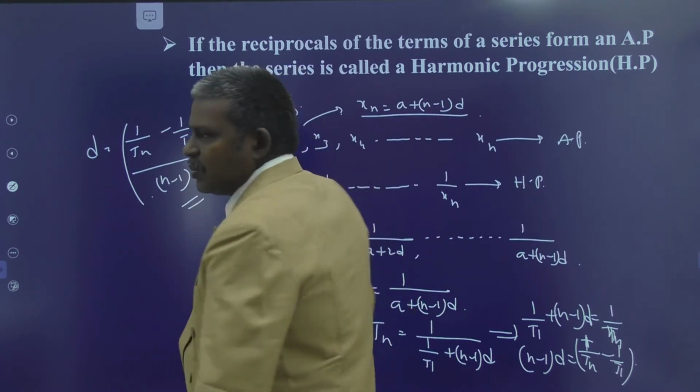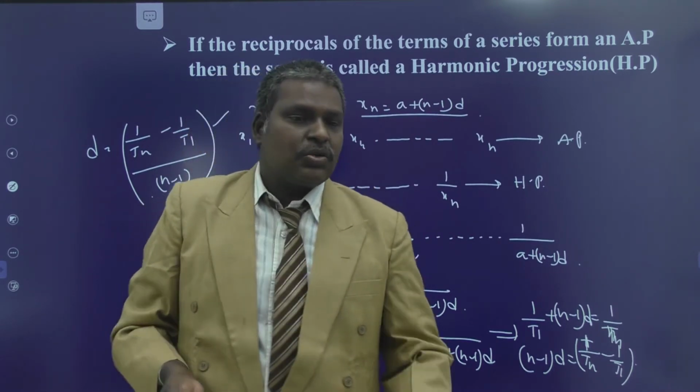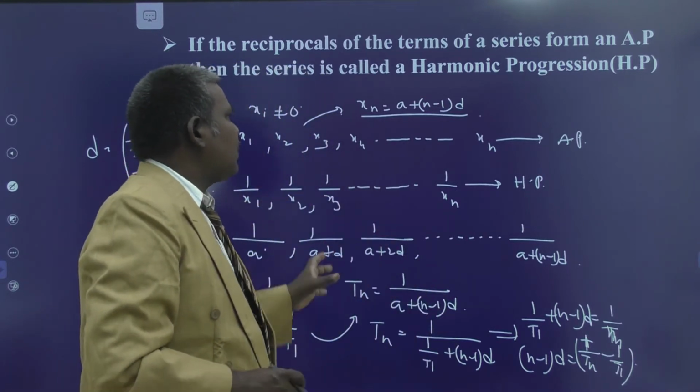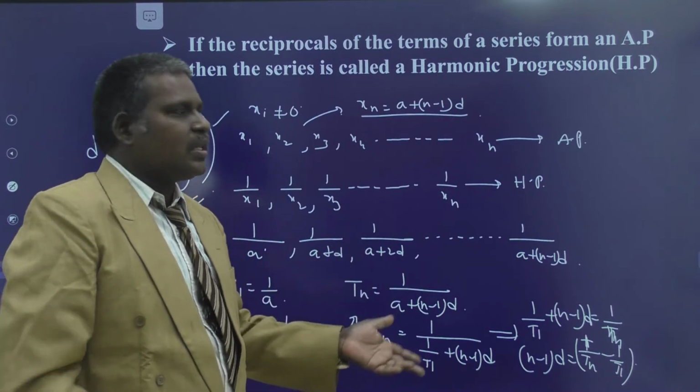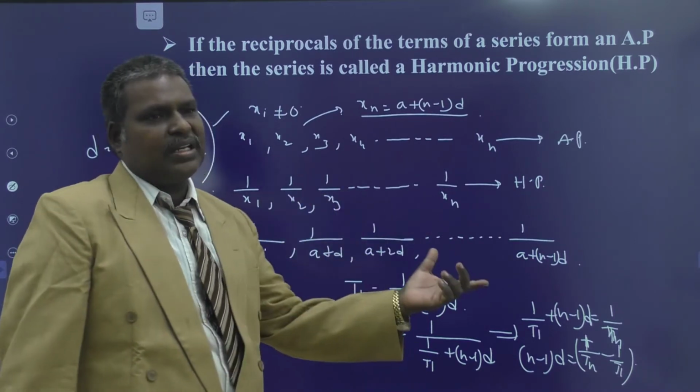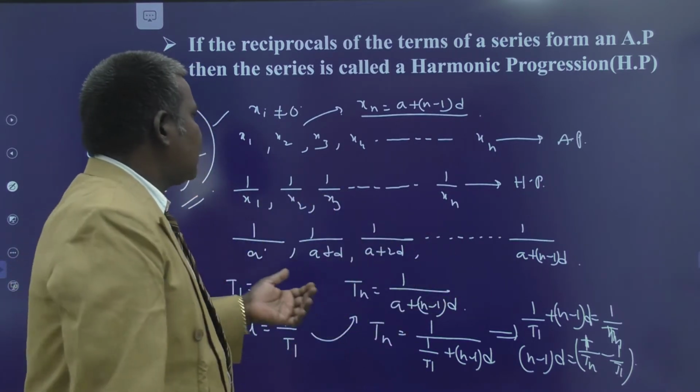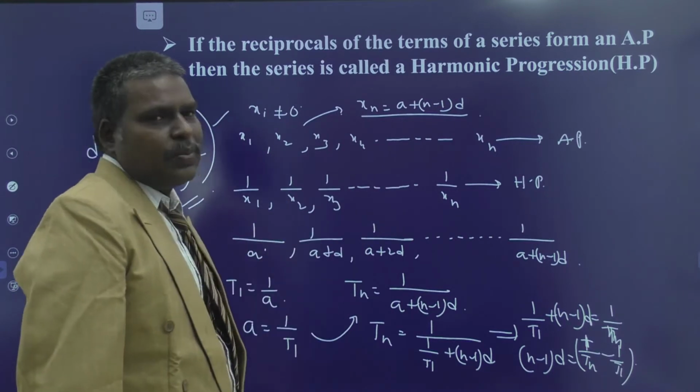In this manner we can prepare the harmonic series. So a harmonic series is obtained by taking the reciprocals of any arithmetic progression. Suppose you have any arithmetic progression, take their reciprocals, the terms become a harmonic progression.